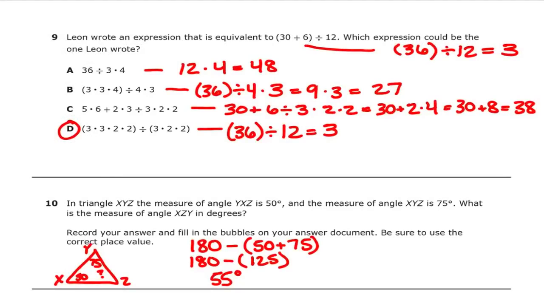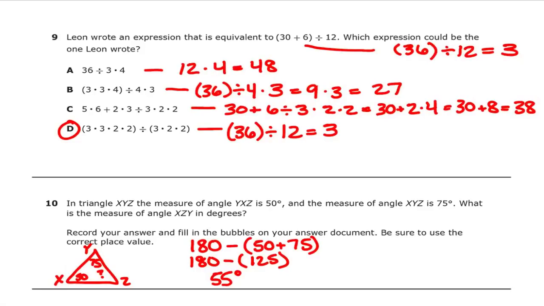Number 9, Leon wrote an expression that is equivalent to 30 plus 6 divided by 12. Which expression could be the one Leon wrote? First of all, I went ahead and broke down what is the answer to the problem he had of 30 plus 6 divided by 12. When you solve that, the answer is 3. So all I did is basically went through each one and solved it all the way out. Once you solve it all the way out, as you can see on the sheet here, the only one that equals 3 is D.